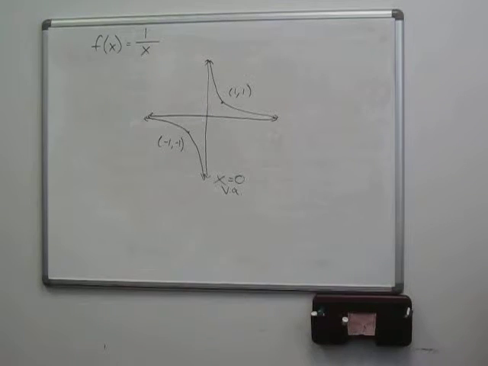Hopefully, if you've watched the previous videos, you understand why the graph is behaving as it does as x is getting closer to 0. In this video, however, we want to focus on what the function is doing for very large values of x in the positive and negative direction.